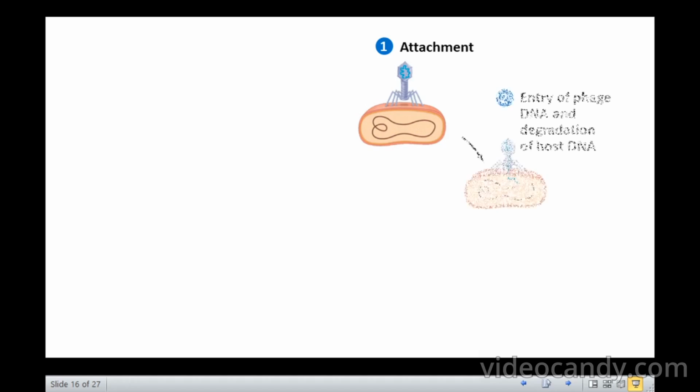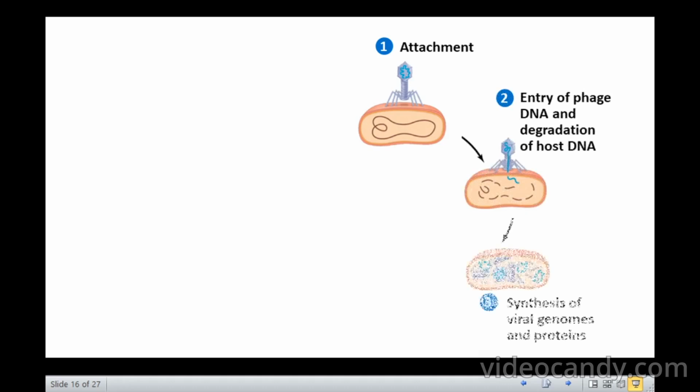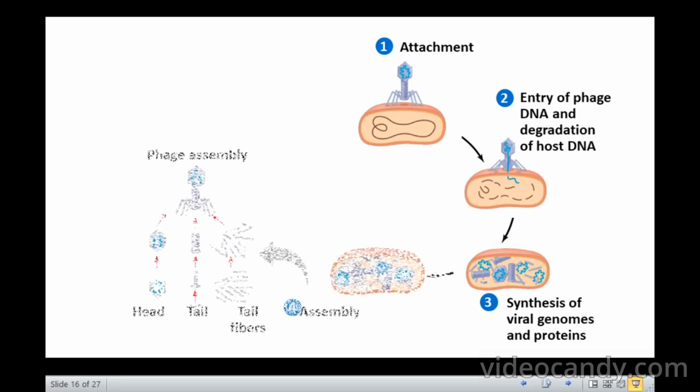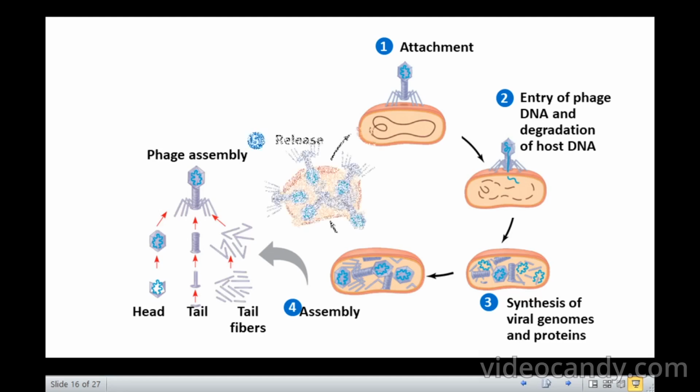Let us quickly revise the lytic cycle of the T4 bacteriophage. It starts its life cycle with attachment to the host cell surface, followed by injection of the viral nucleic acid and degradation of the host DNA. The next step is replication of phage DNA using the host cell machinery and protein synthesis, followed by assembly of new phage particles, and finally lysis of the host cell and release of the progeny.